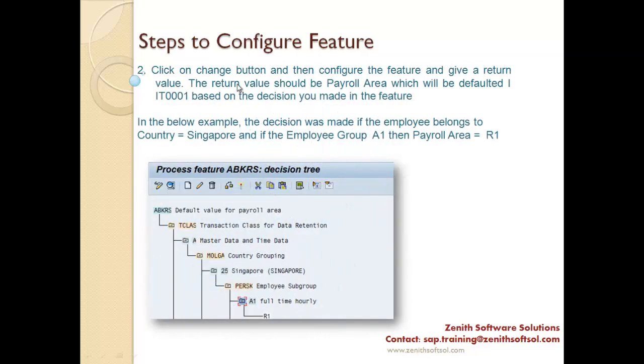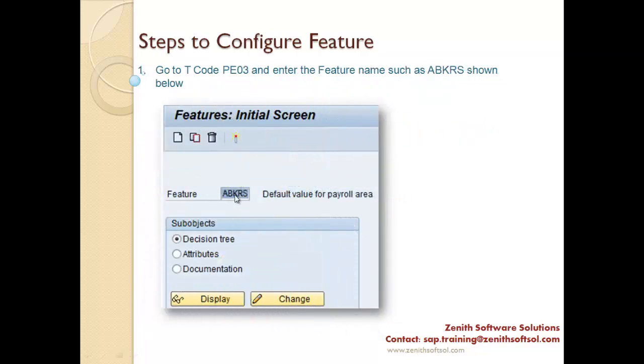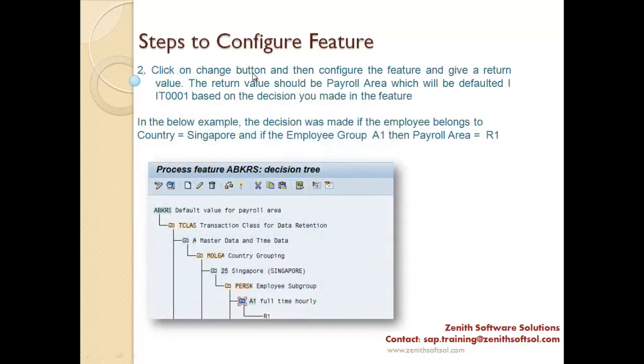So how to configure this feature: in the previous screen you entered the name of this feature and then you click on the change button. When you click on the change button, you can configure the feature here. Just look at this example.